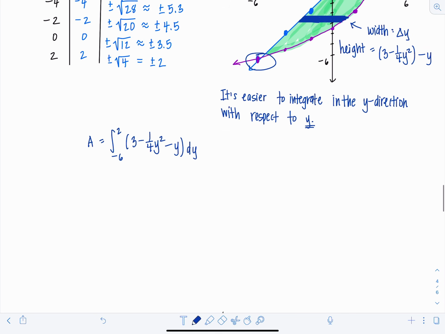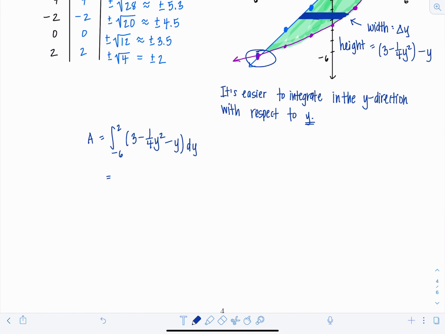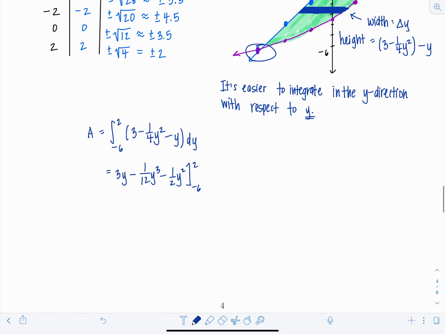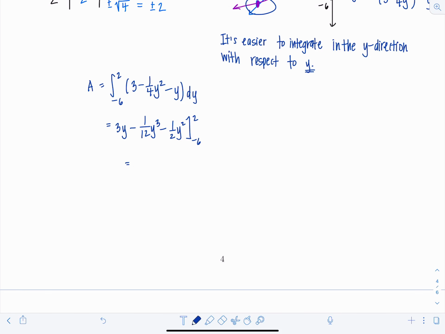dy. And then if I anti-differentiate, this is going to give me 3y minus 1/12 y cubed minus 1/2 y squared, evaluated from -6 to 2. All right? And then the rest, you could just sit there, plug in, have fun, and you should get 64/3. All right. Looks good.